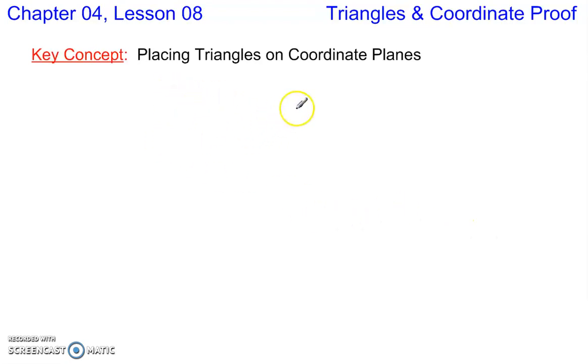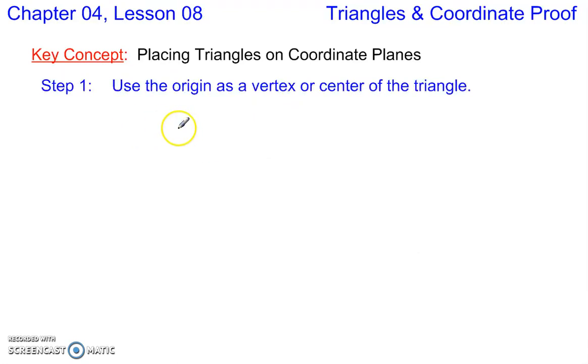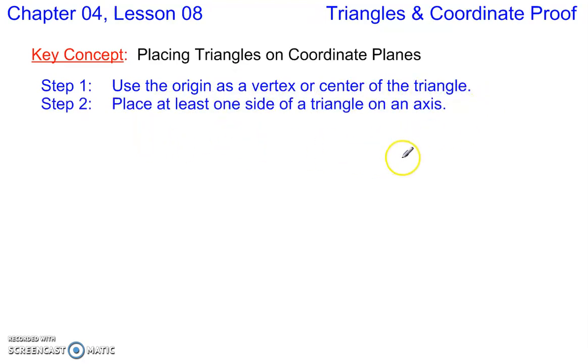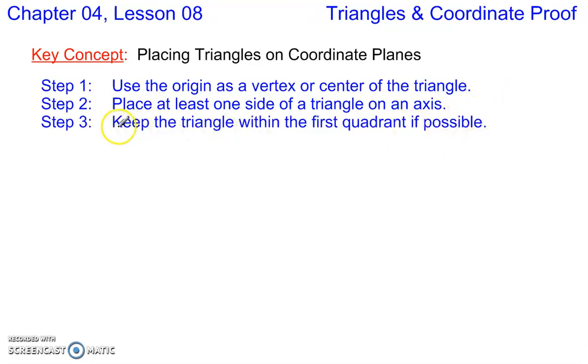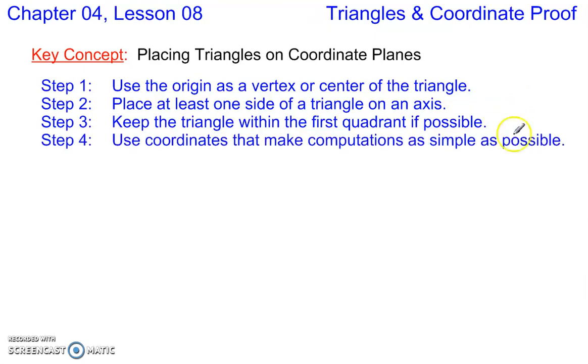Placing triangles on coordinate planes. Here we go. We have a few steps. You can follow these every time you do it. We use the origin as a vertex or the center of the triangle. We want to place at least one side of a triangle on an axis. We want to keep the triangle within the first quadrant if possible. That makes it easier to calculate. Use the coordinates that make computations as simple as possible. So use some easy numbers.